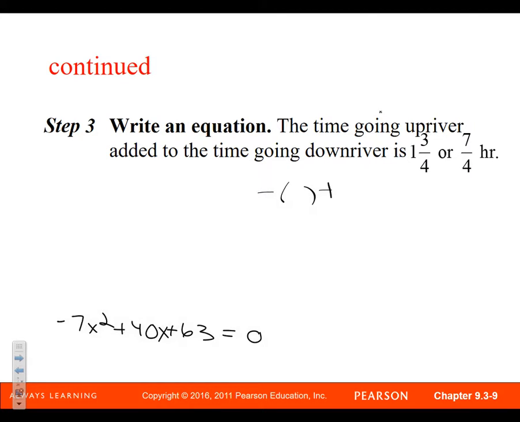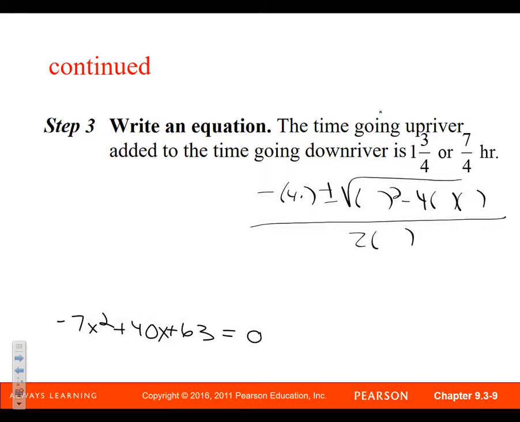Negative b plus or minus square root of b squared minus 4 times a times c, all over 2 times a. Got 40, 40, negative 7, 63. Negative 40 plus or minus something over negative 14. Excuse me, I'm going to use my calculator. So, 40 squared minus 4 times negative 7 times 63.